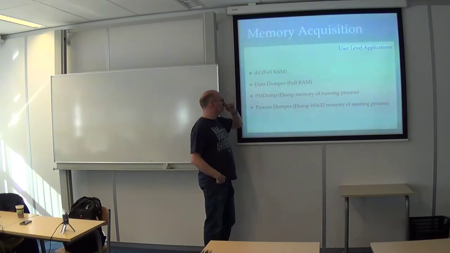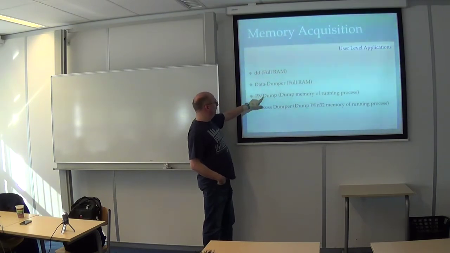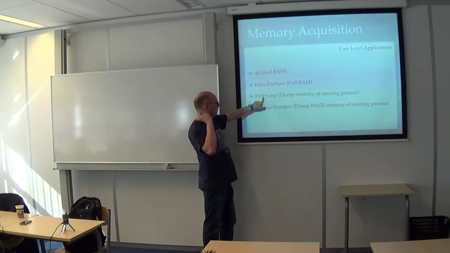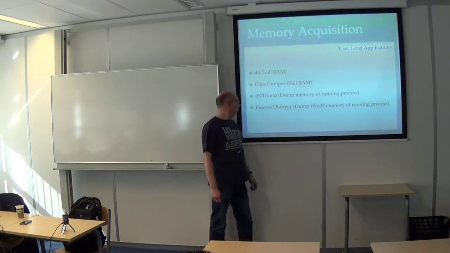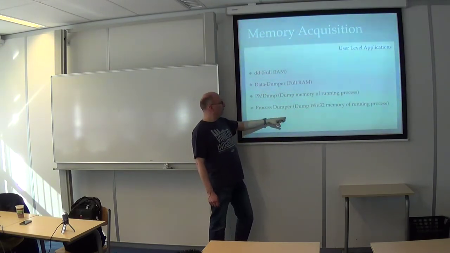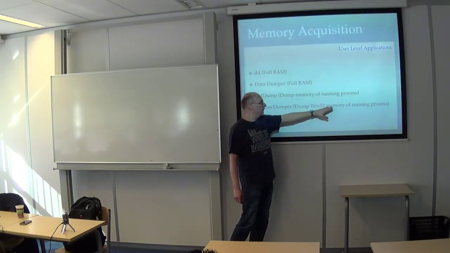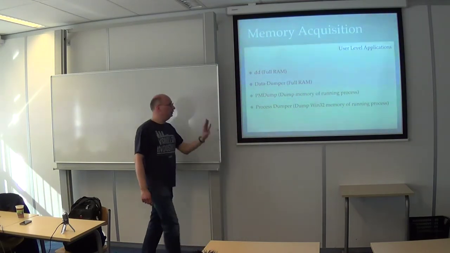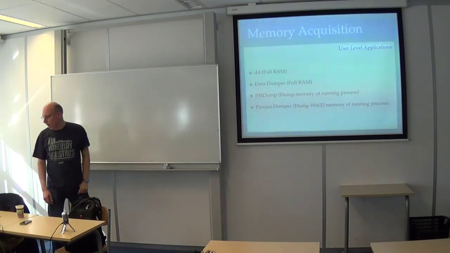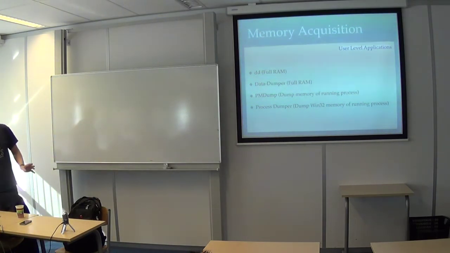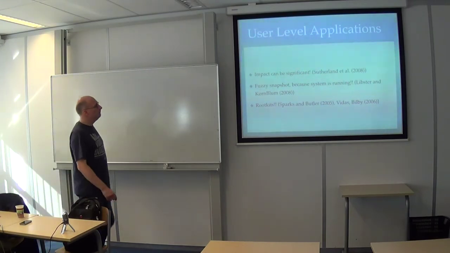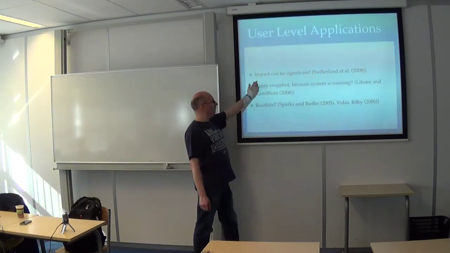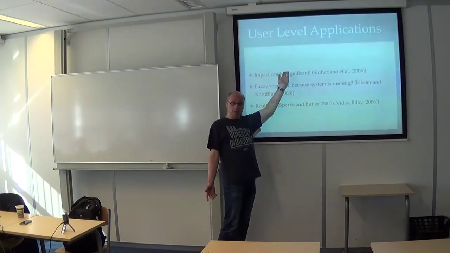PM Dump is a program that you can use under Windows to dump the memory of a running process, or a process dumper, to dump the Windows 32 memory of a running process. So there are different tools that you could use. These are all user level, not very reliable, because the impact can be significant, since it's a user-level process.